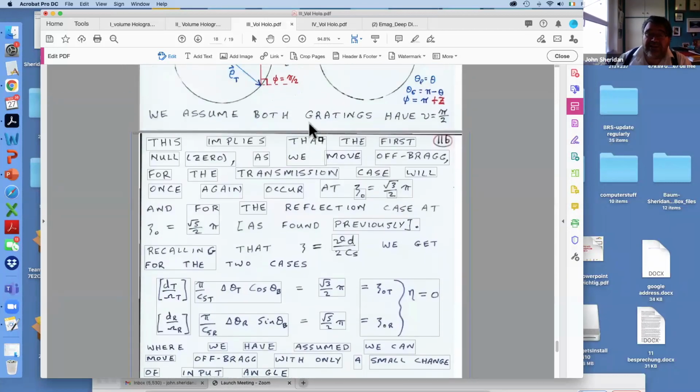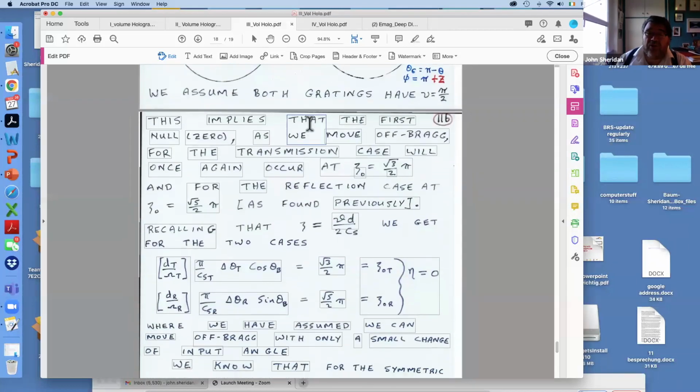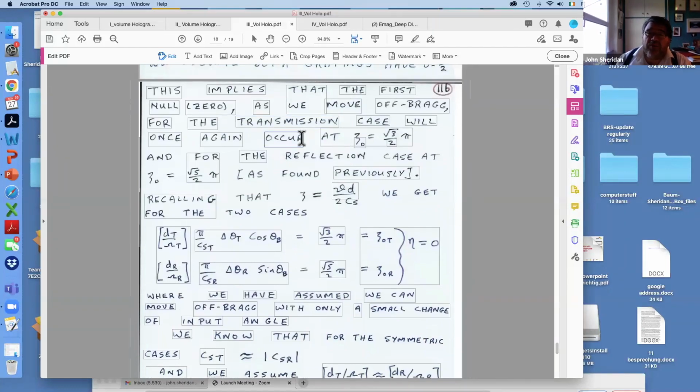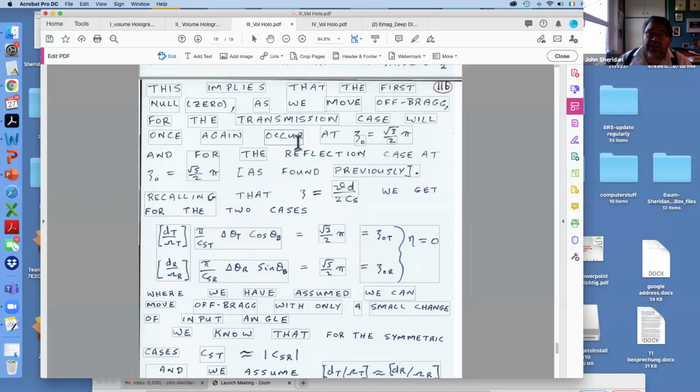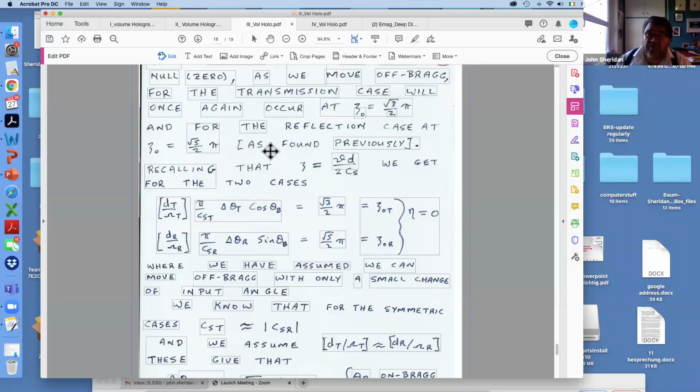Okay? As I said, hopefully I'm showing you why this is quite important and useful. This implies that the first null, as we move off axis for the transmission case, will once again occur at zeta 0 equal to root 3 over 2 pi. And for the reflection geometry case, it's going to happen at root 5 over 2 pi. So that's not going to change from the wavelength case. This is simply because we've described them in terms of this off-Bragg parameter, which is generic.